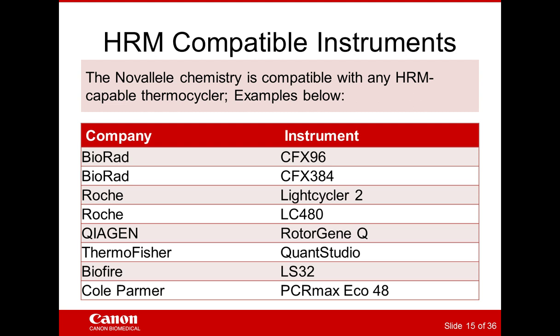So when I mentioned that you'll need an HRM-compatible thermocycler to do the genotyping or copy number investigations with the Novallele line, you might be asking, well, what are those? What companies offer those? There are many that are available. A lot of the real-time PCR instrumentation have this capability.